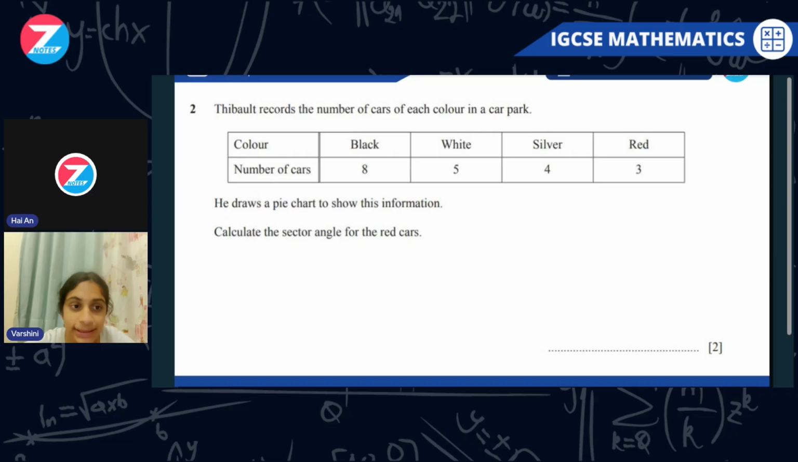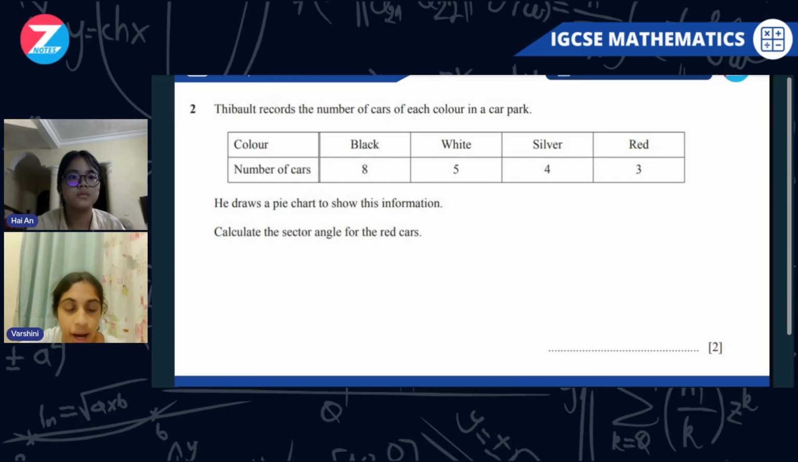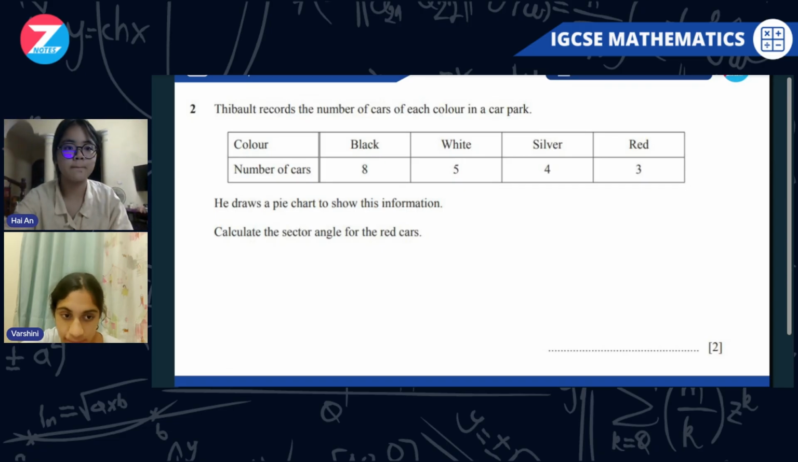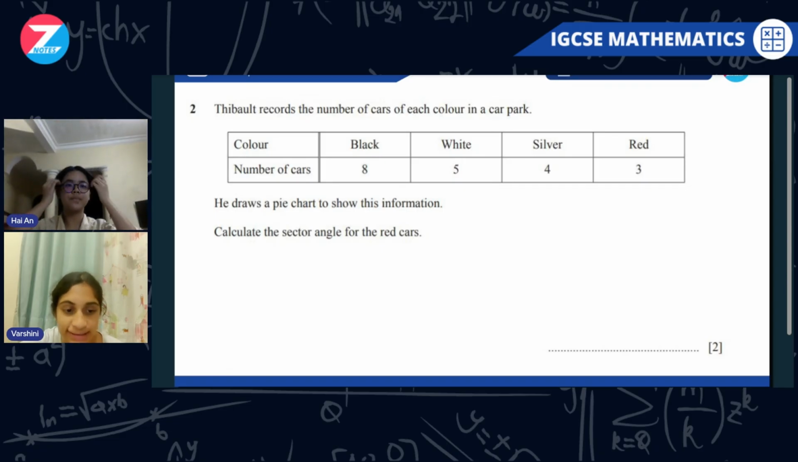Okay, question number 2. Thibault records the number of cars of each color in a car park. So there are 4 colors here. There's black, white, silver, and red. And 8 black, 5 white, 4 silver, and 3 red. He draws a pie chart to show this information. Calculate the sector angle for the red cars.